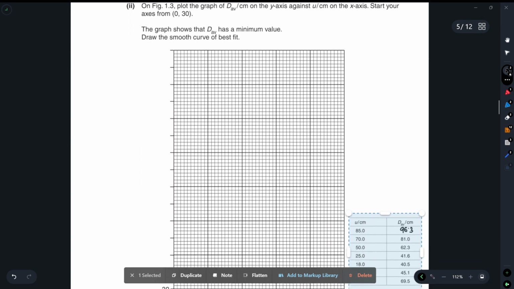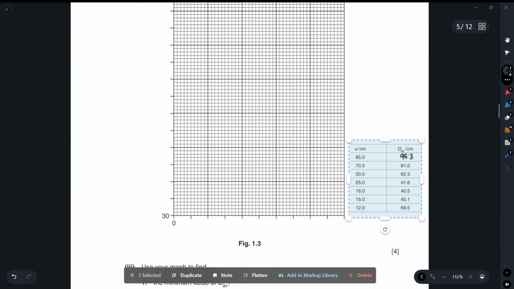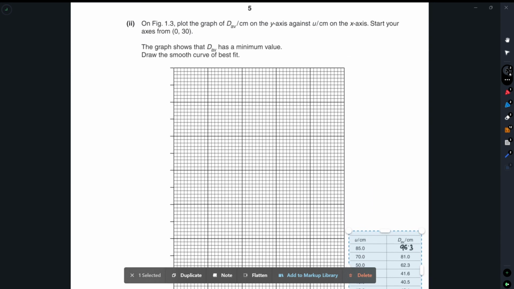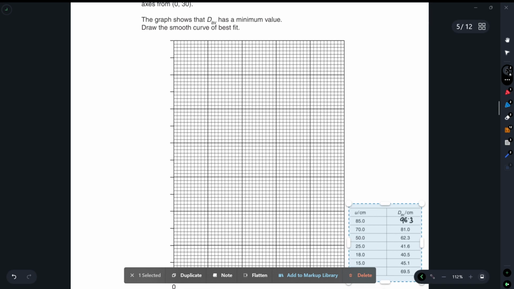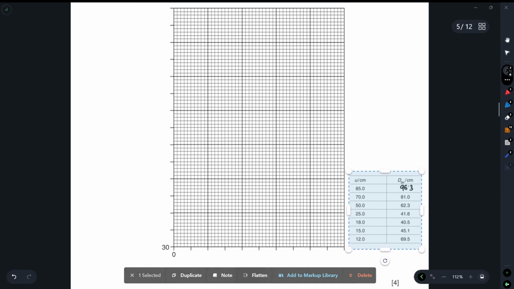Start your axes from 0 and 30. Cool, 0, 30. So start plotting, and the graph shows DAV has a minimum value. Draw a smooth curve of best fit. So we need to draw a curve of best fit.